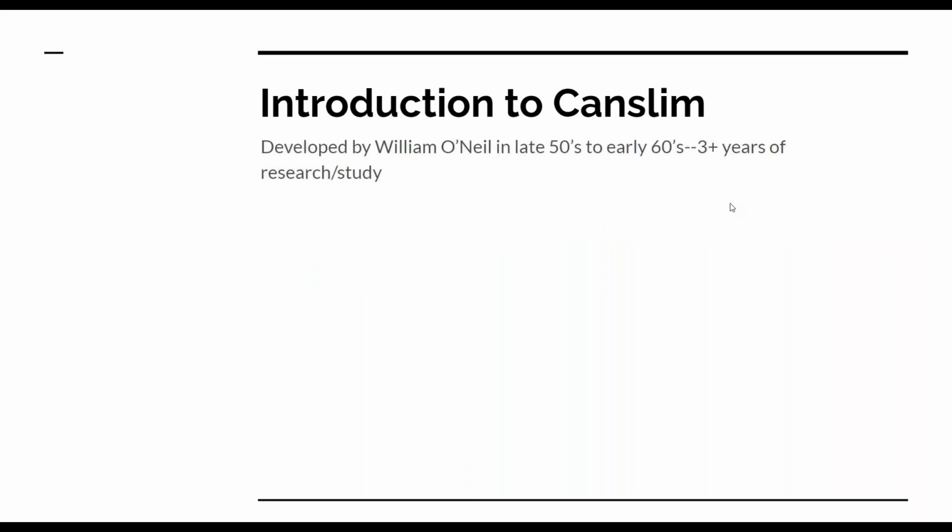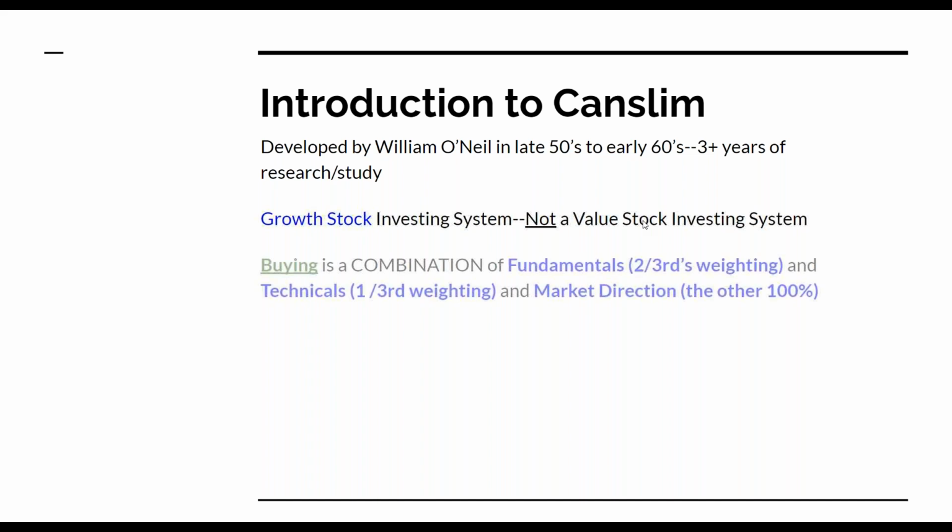So Canslim, let's look at this. This was developed by Bill O'Neill in the late 50s to the early 60s. Approximately 3+ years of research and study went into this. Canslim is a growth stock investing system. It is not a value stock investing system. You need to know the difference between the two. The value stock investors are Warren Buffett, Benjamin Graham, those sort of folks. Growth stock investors are Nicholas Darvas, Bill O'Neill, Jesse Livermore, Gerald Loeb, Bernard Baruch, going all the way back to the Jesse Livermore days.